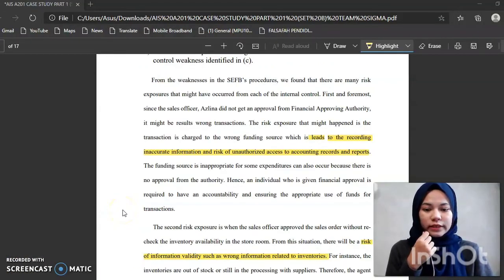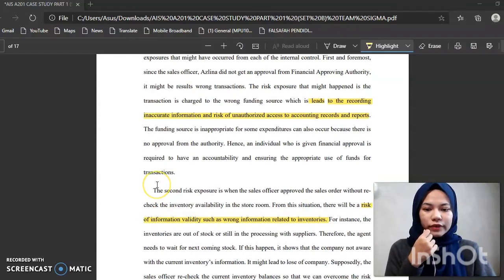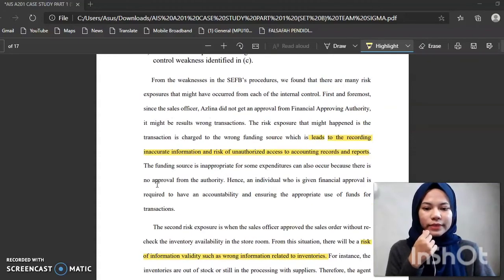From the weaknesses in the FEFP procedures, we found that there are many risk exposures that might occur from each of the internal controls. Firstly, the risk of recording inaccurate information and the risk of unauthorized access to accounting records and reports. This happens when Azlina did not get approval from the financial approving authority, which might result in wrong transactions.